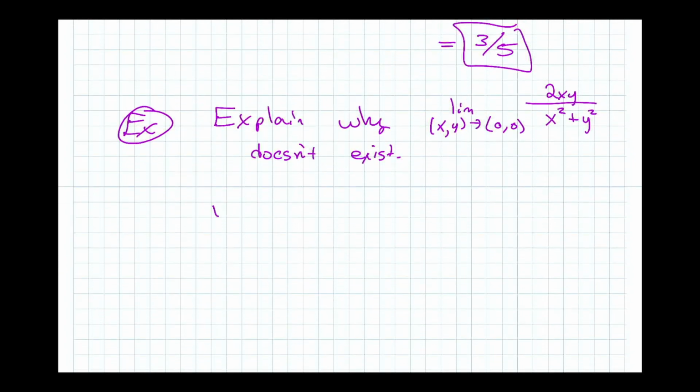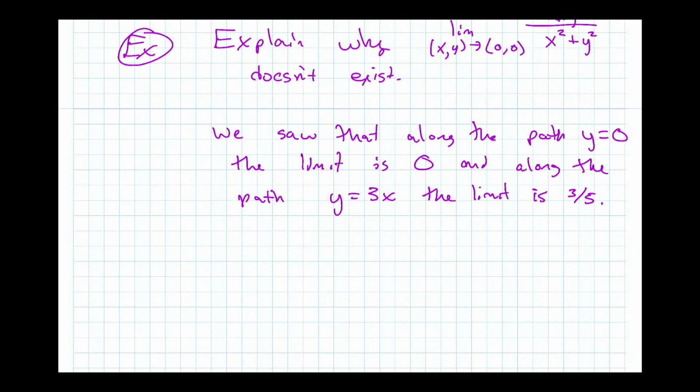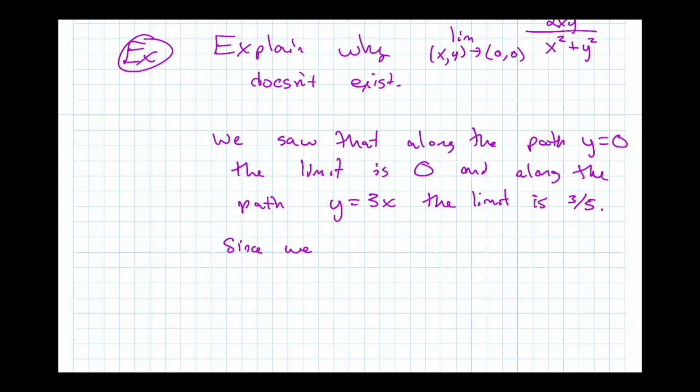All right, so we saw that along the path y equals zero, the limit is zero. And we also saw along the path y equals 3x, the limit is 3/5. The limit can't be zero and 3/5. So that tells us that the limit does not exist at all. So since we found different limits along different paths, that means the limit does not exist.